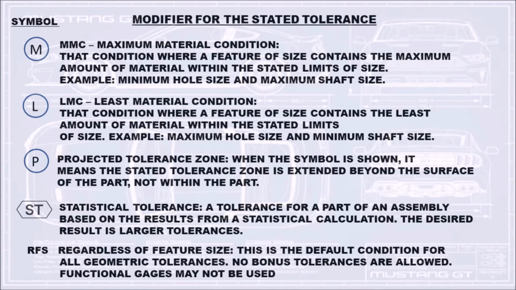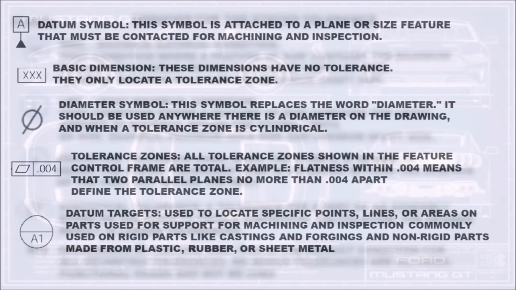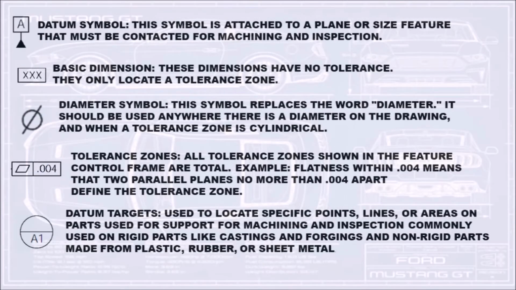RFS, regardless of feature size, this is the default condition for all geometric tolerances. No bonus tolerances are allowed. Functional gauges may not be used. Datum symbol, this symbol is attached to a plane or size feature that must be contacted for machining and inspection. Basic dimension, these dimensions have no tolerance. They only locate a tolerance zone.